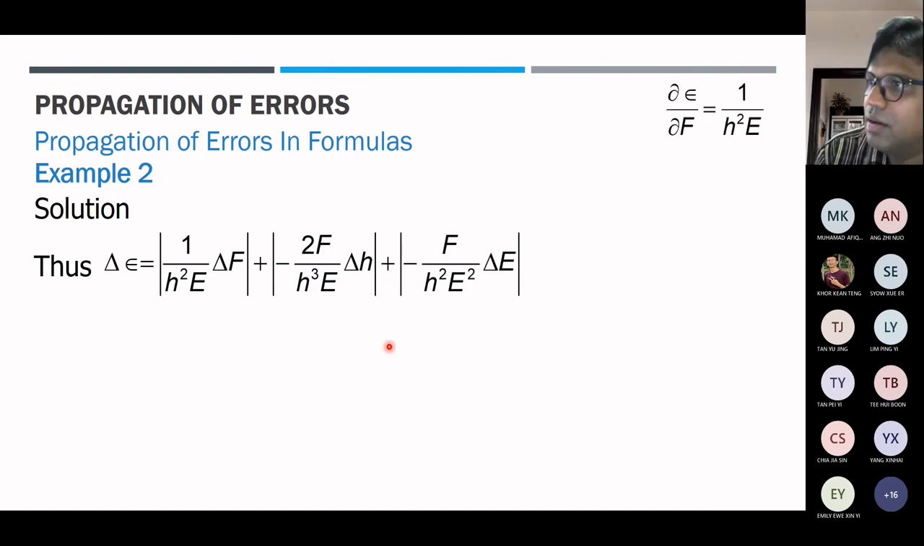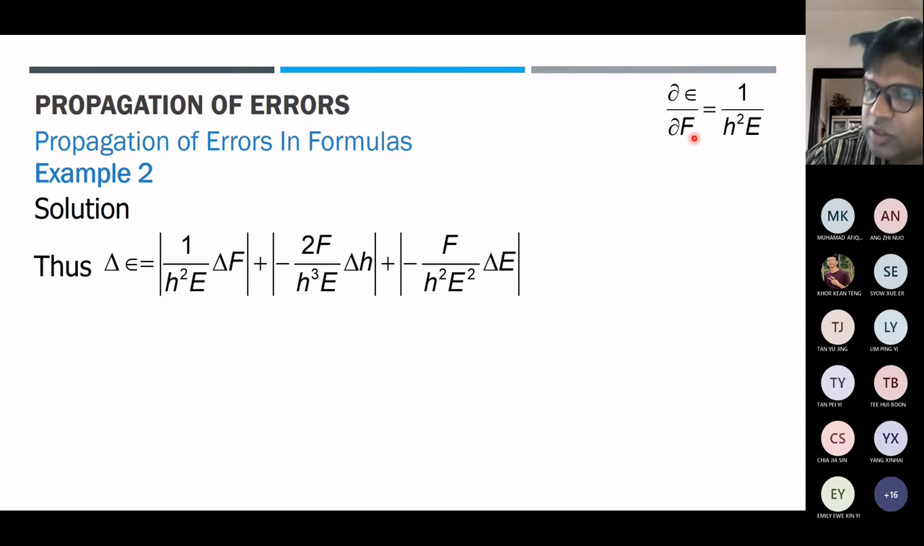So you can easily find out by evaluating the function based on the given function, the strain equals F over H squared times E. That means you're going to differentiate this function with respect to F. So you get the function 1 over H squared E, that means the F becomes 1. So this is your partial derivative with respect to F.